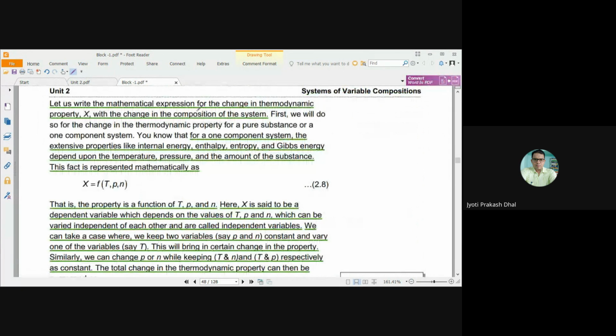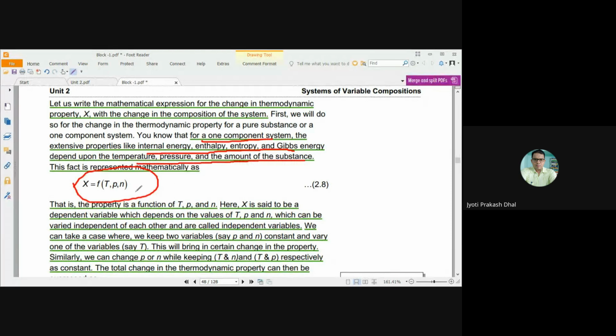Now let us write the mathematical expression for change in thermodynamic property X with change in composition of the system. For a one component system, the extensive properties like internal energy, enthalpy, entropy, and Gibbs energy depend upon the temperature, pressure, and amount of the substance present. In fact, these properties are a function of temperature, pressure, and amount of the substance, that means number of moles.